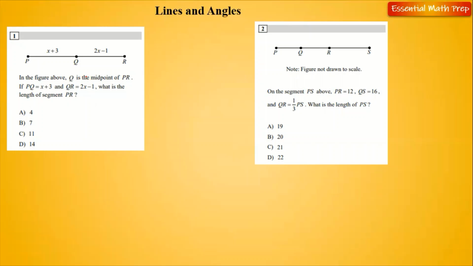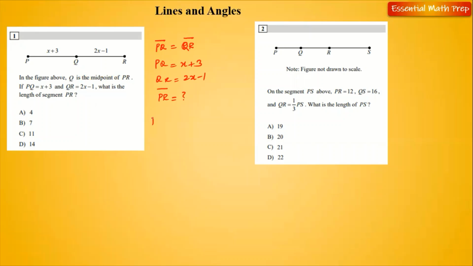You're told that Q is midpoint of PR. Right away, we know segment PQ is equal to segment QR, right? These two have equal lengths. And we are told PQ is x plus 3, and we are told QR is equal to 2x minus 1. You're asked to determine the length of the whole segment PR, right?